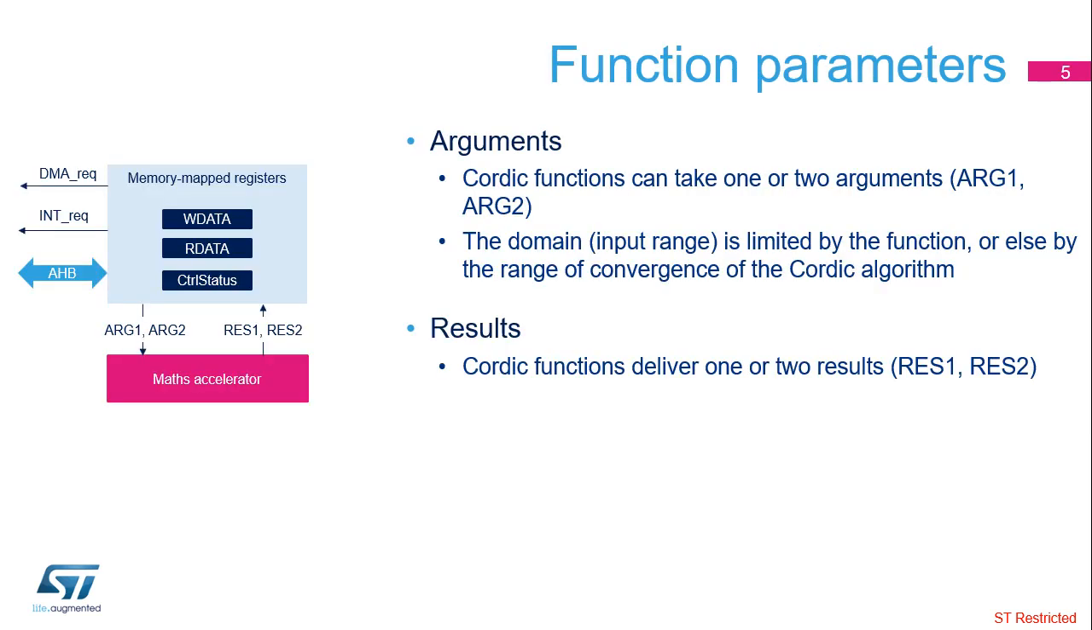Several functions take two input arguments, arg1 and arg2, and some generate two results simultaneously, res1 and res2. This is a side effect of the CORDIC algorithm and means that only one operation is needed to obtain two values. This is the case, for example, when performing polar to rectangular conversion. Sin theta also generates cos theta, while cos theta also generates sin theta. Similarly, for rectangular to polar conversion, phase xy, modulus xy, and for hyperbolic functions, cosh theta, sinh theta.